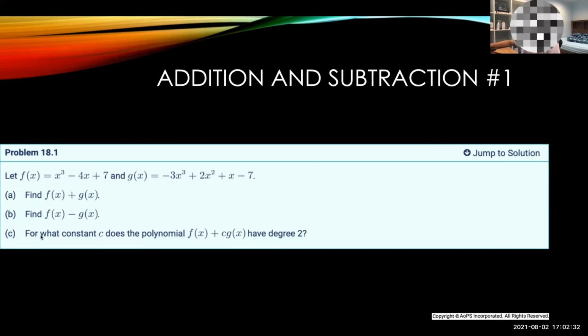And find a constant c where f of x plus c times g of x will create a polynomial of degree 2. Okay, so just do A, B, and C, and then I'll explain later. Let's give you guys 5 minutes.